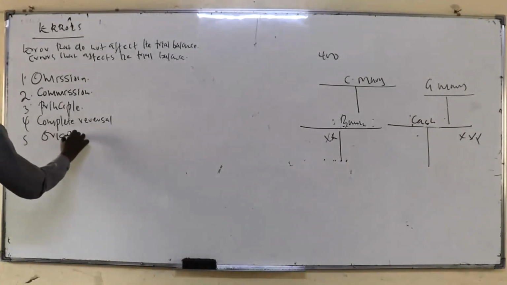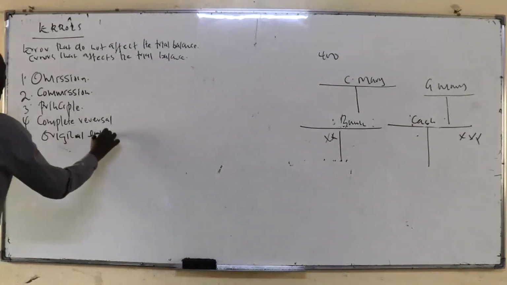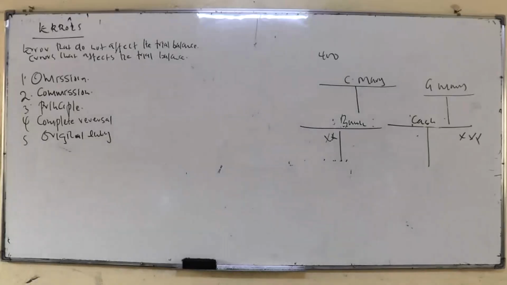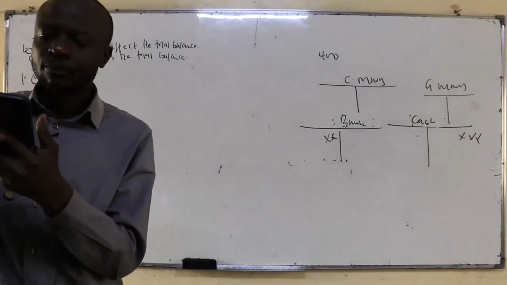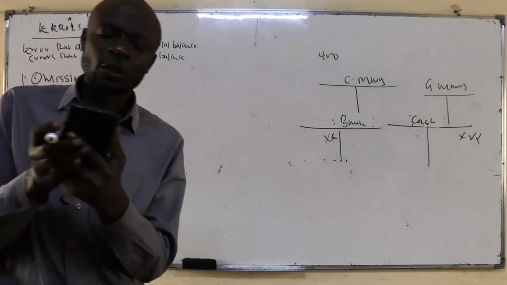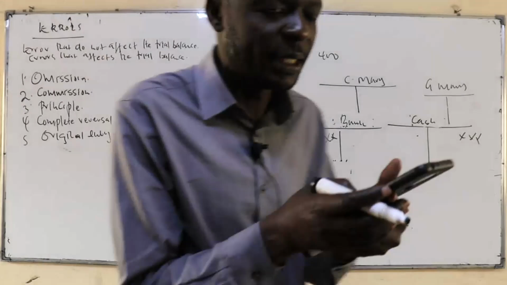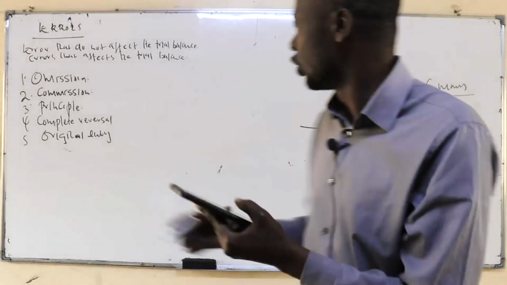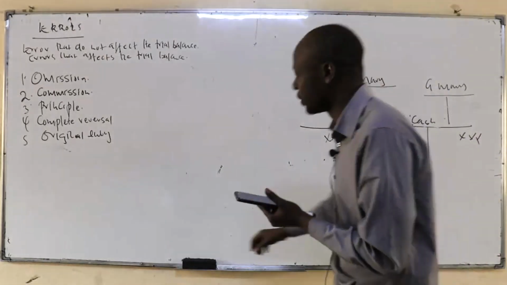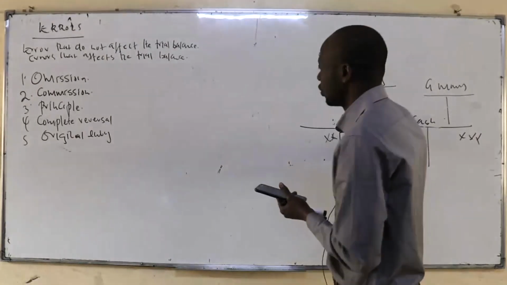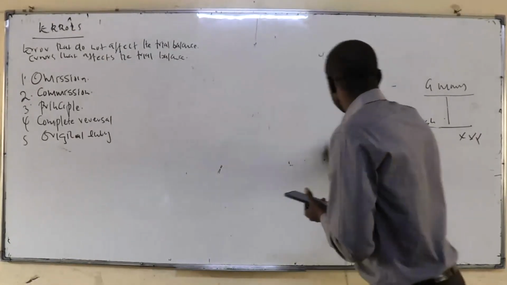And then we have error of original entry, number 5. Error of original entry. So here, the transaction is posted to the correct account, but the amount posted is not correct. So you post the correct accounts, but the amount posted is not correct.